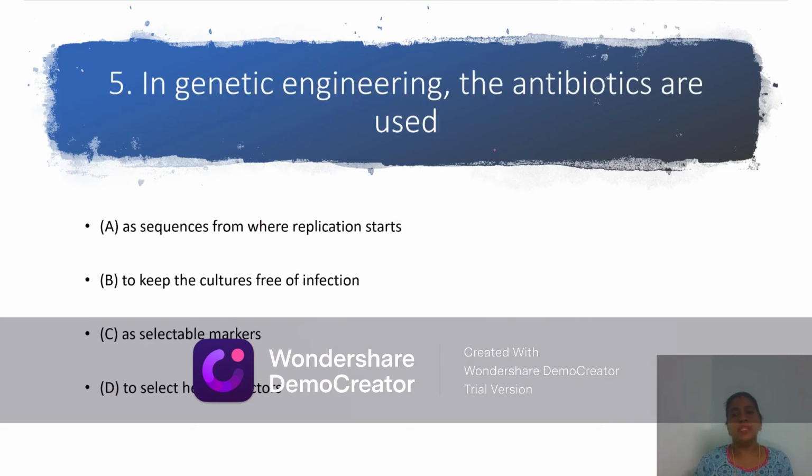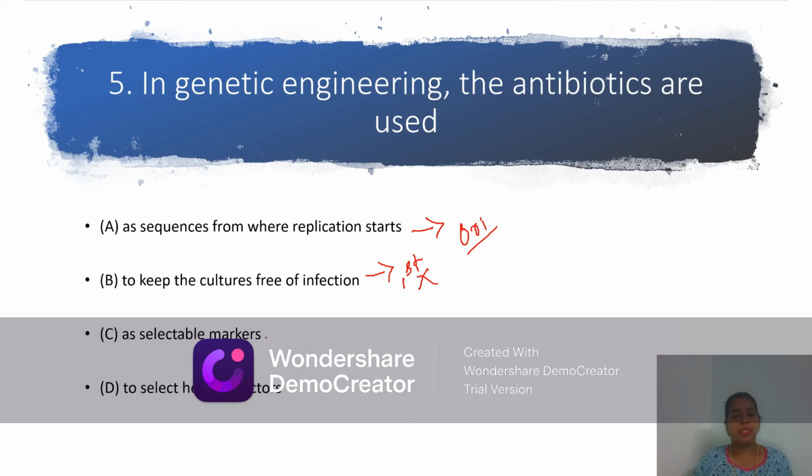Next question. In genetic engineering, the antibiotics are used for what purpose? Understand? Option A, a sequence from where replication starts. No. Replication starts from the ori gene, not from the antibiotic gene. To keep the cultures free of infection. Actually this is correct, but it's not the first preference.